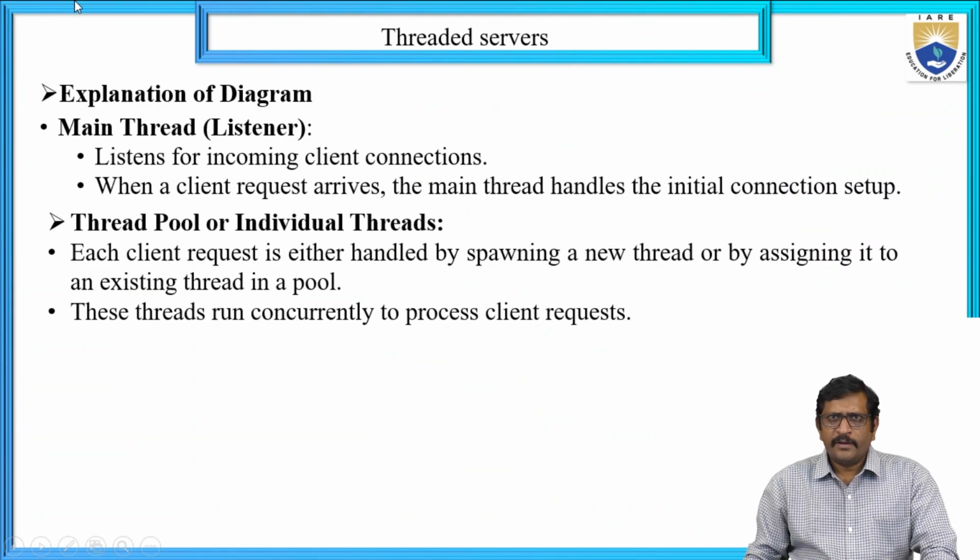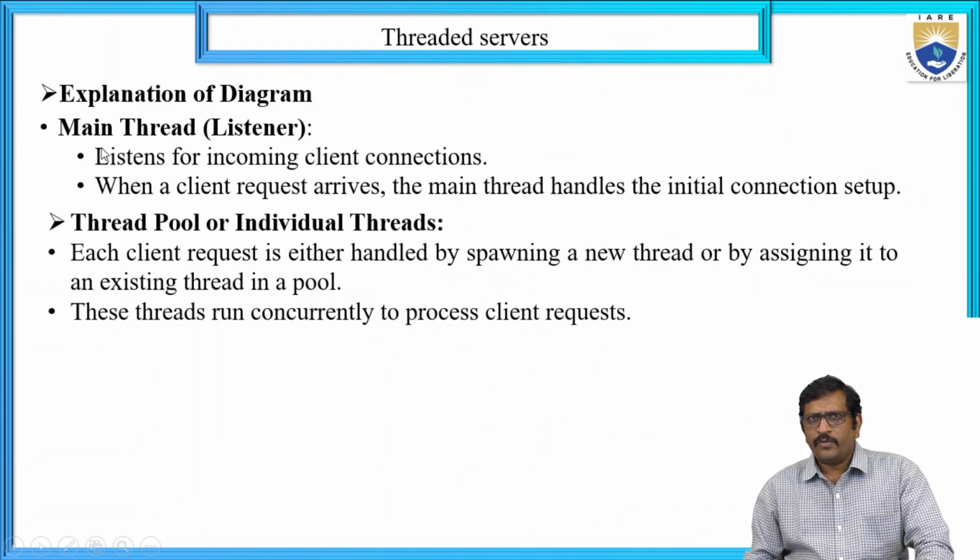And in this diagram we are using the main thread. The main thread is utilized as a listener only, which listens for incoming client connections. When a client request arrives, the main thread handles the initial connection setup. Then thread pool or individual threads.